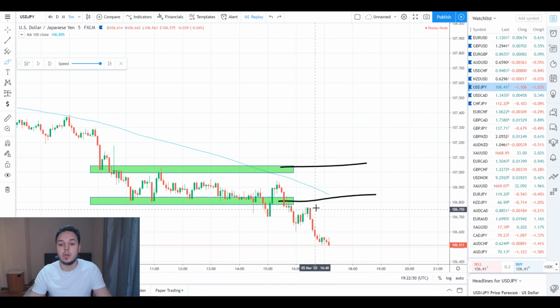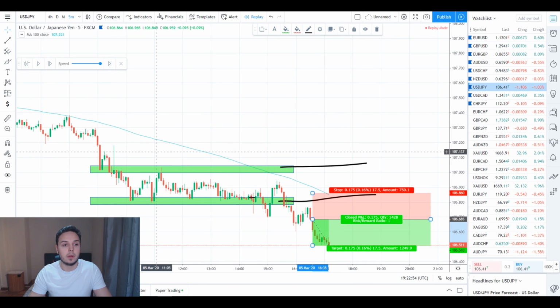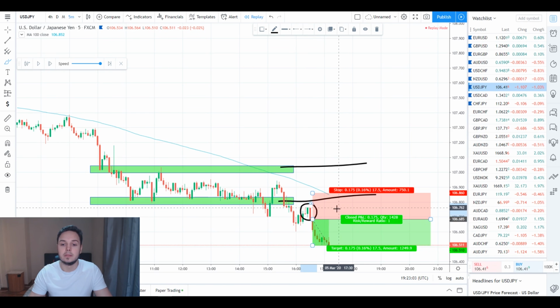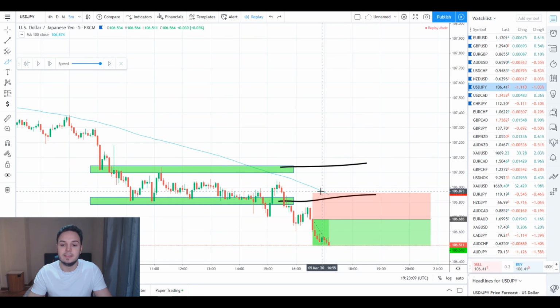This would have been a nice trade towards the downside, especially if you entered it somewhere around here. These three candles, we see a pin bar, green bar, and a bearish engulfing candle on the 5-minute time frame. What does it mean? Bearish pressure. The sellers are in the market. Look, 17 pips profit. Easy as that.